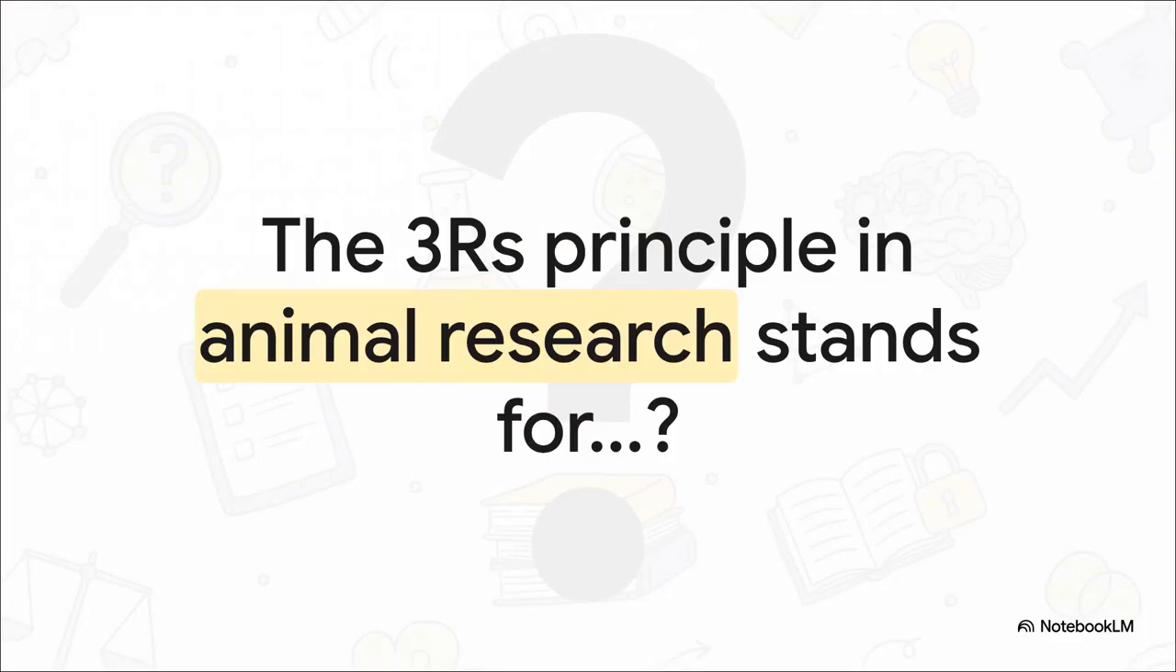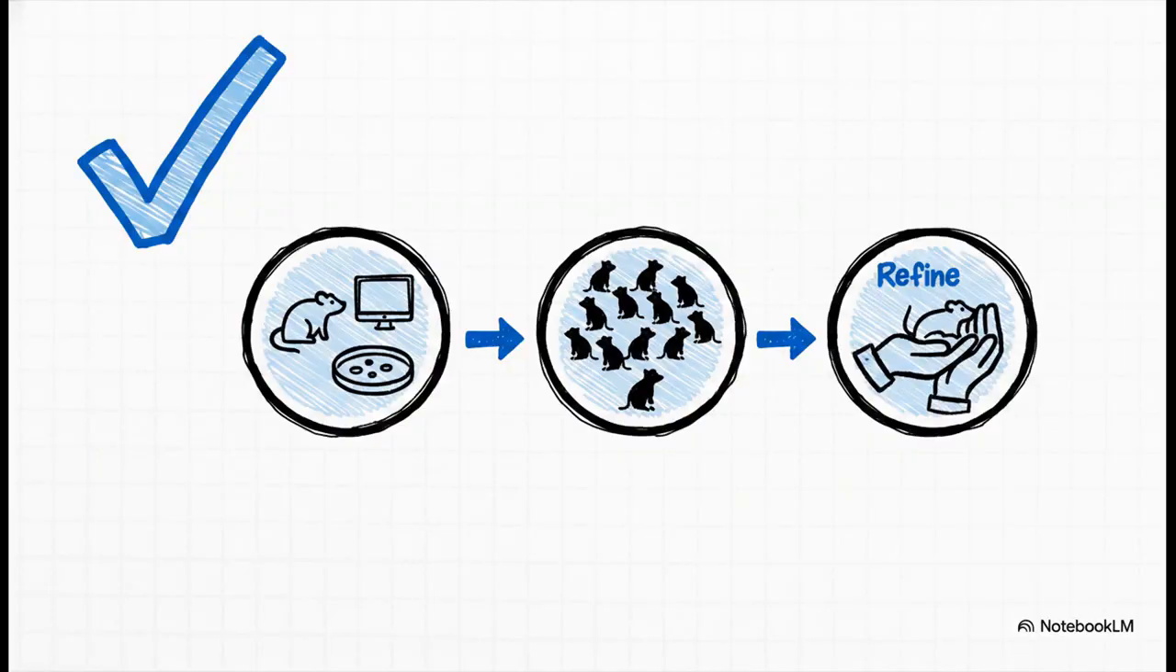Okay, one final knowledge check to lock this all in. The 3 R's principle in animal research stands for what? A, B, C, or D? I literally just gave you the answer to this one, so I'm hoping you're basically shouting it at the screen right now. And of course, the answer is A: reduce, refine, replace. This is the absolute cornerstone of ensuring minimal animal use and suffering throughout the scientific process.